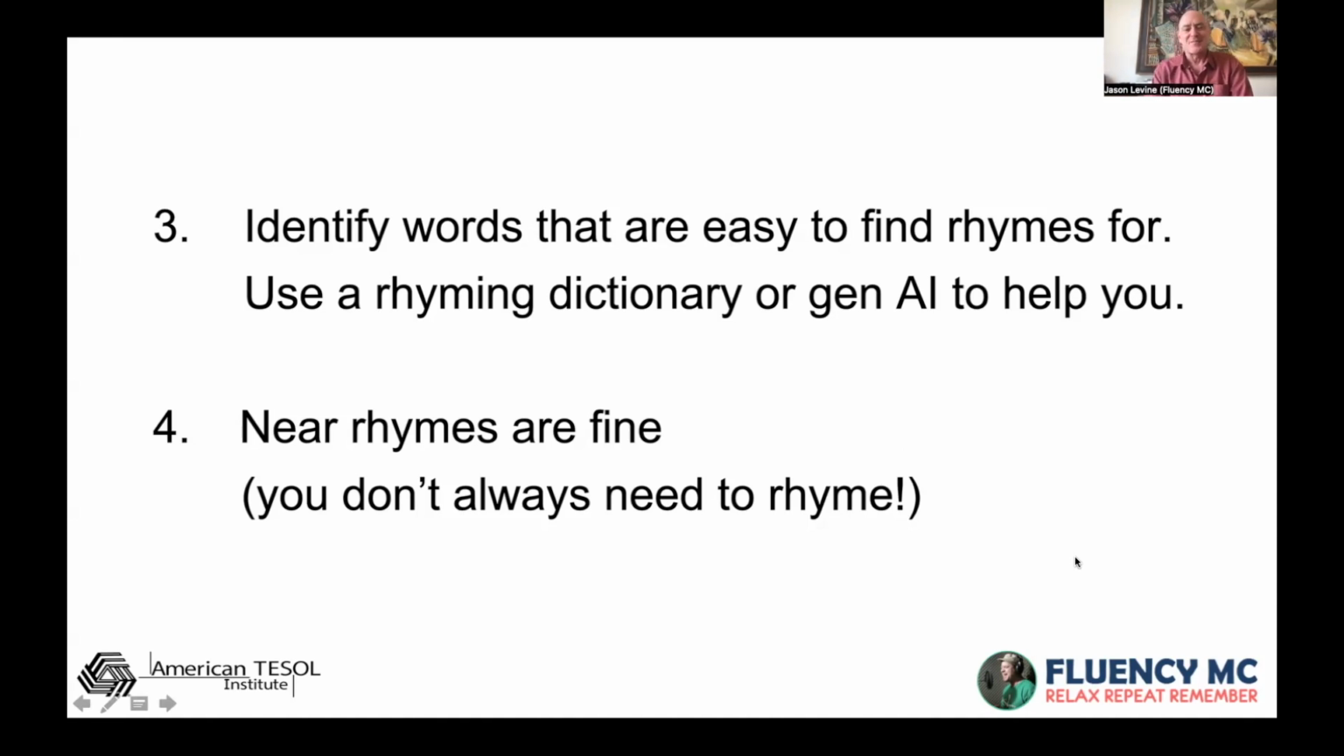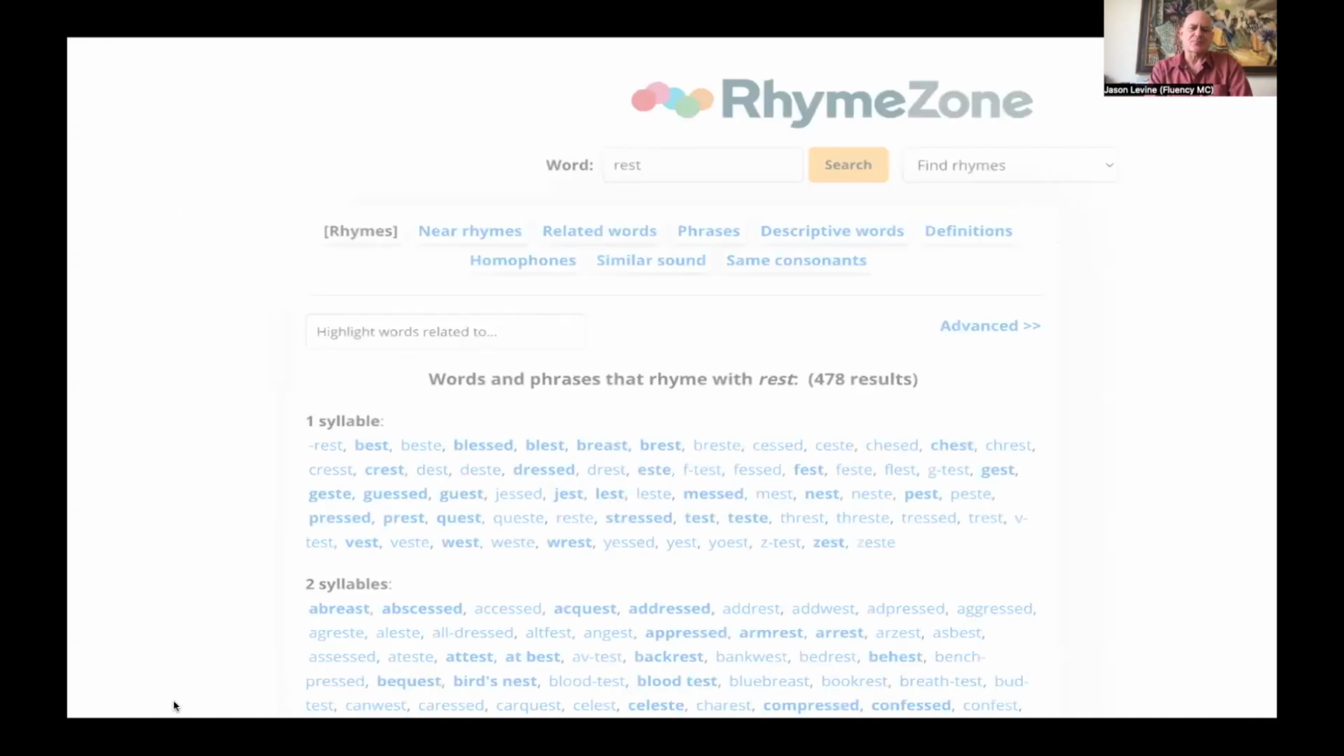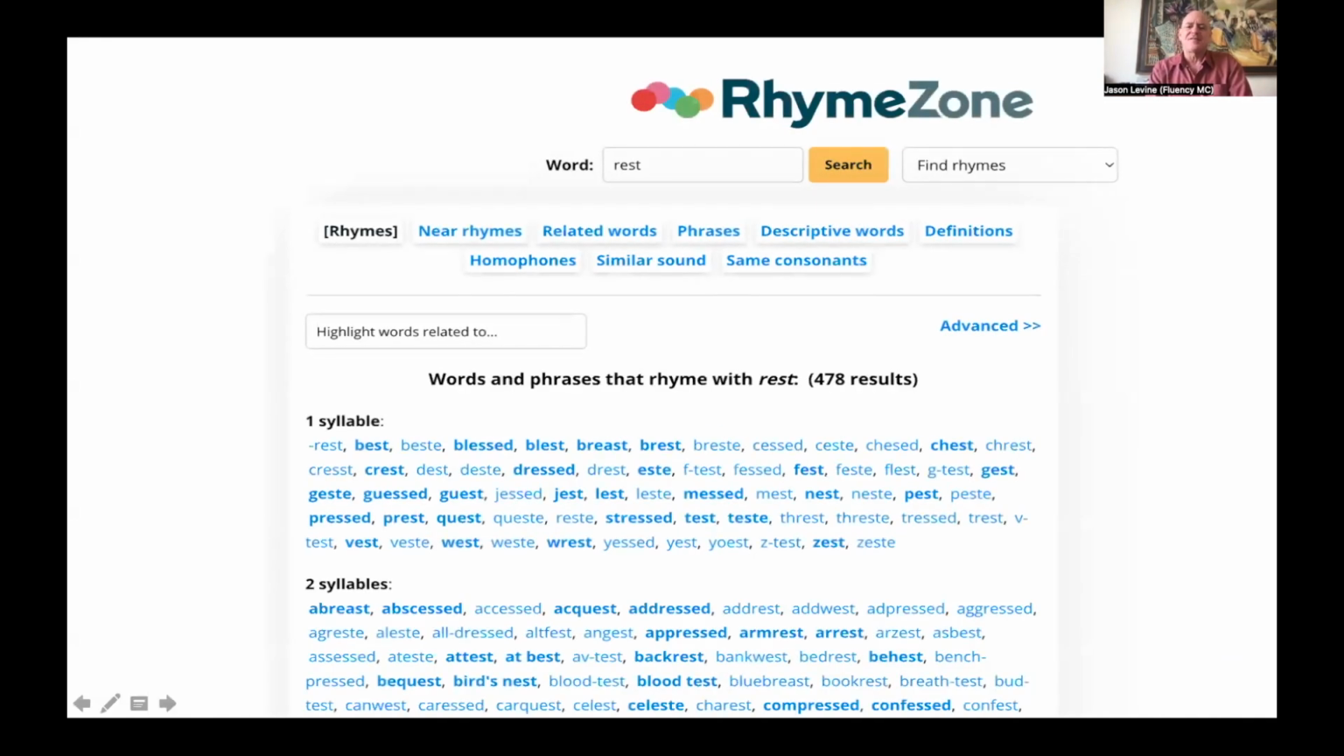Near rhymes are fine. That's my little play on words. Near rhymes are fine. You don't always need to rhyme. Fine rhymes are not perfect rhymes. But rhyming dictionaries, guys, Rhyme Zone, this is amazing for you to use, but also your students can do. Everything I'm talking about now could be you and/or your students. So rest. Doctor says you need some rest. Oh, maybe stressed, best. And how cool is this for the side of oracy with sound-spelling relationships and the stress and hear the sound, which is in many languages, this letter, and that can be confusing.